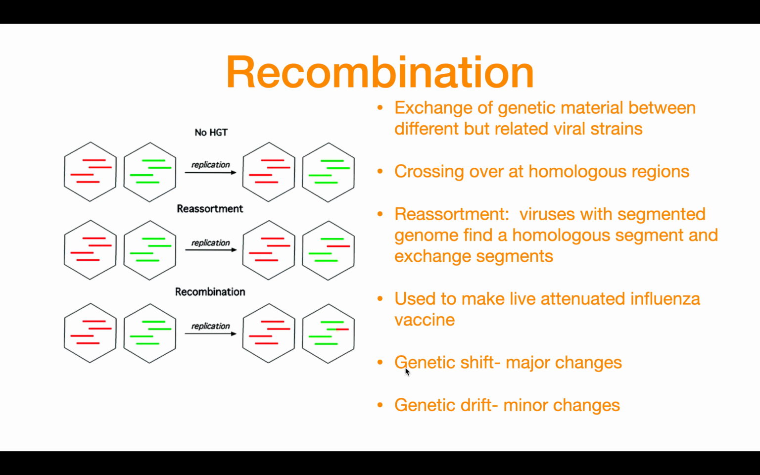A genetic shift is going to cause major changes. Genetic drift is going to be only minor changes. So this generally happens over generations.